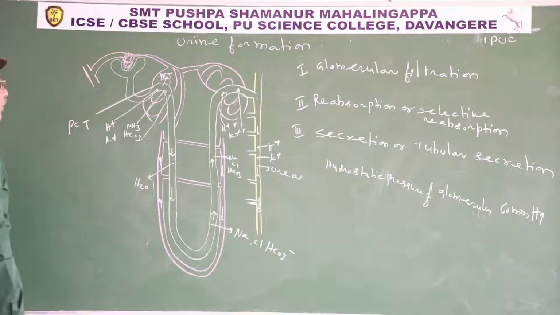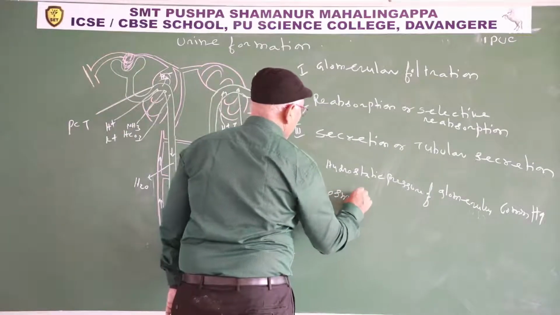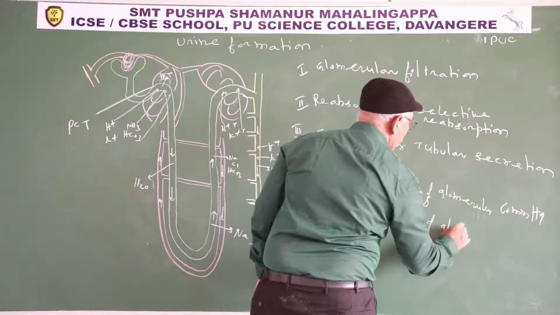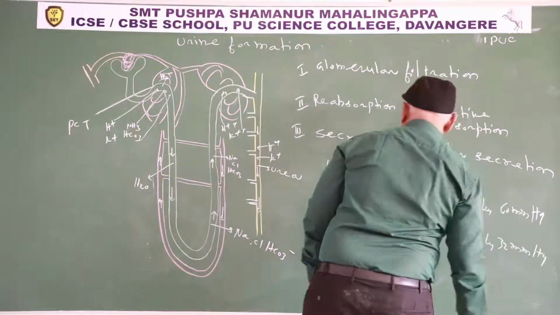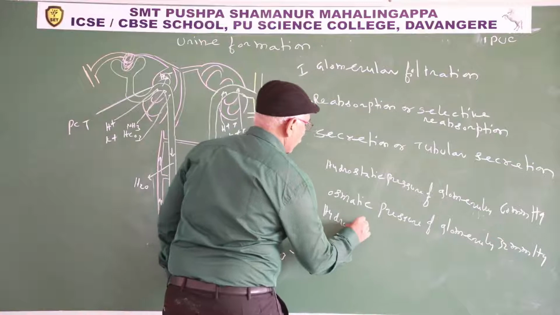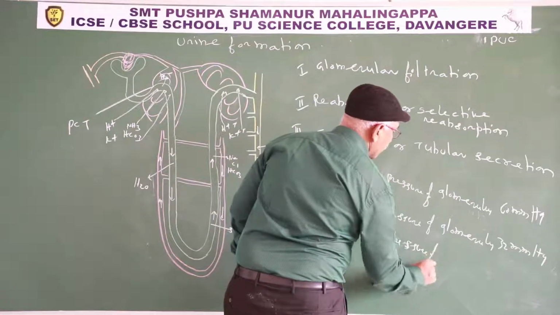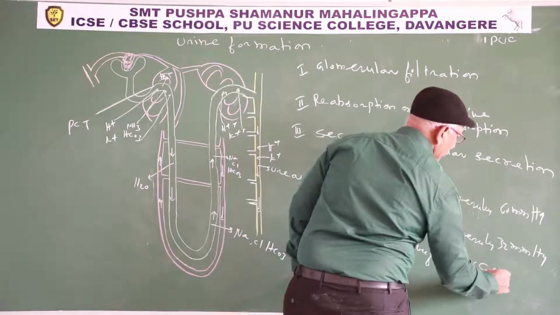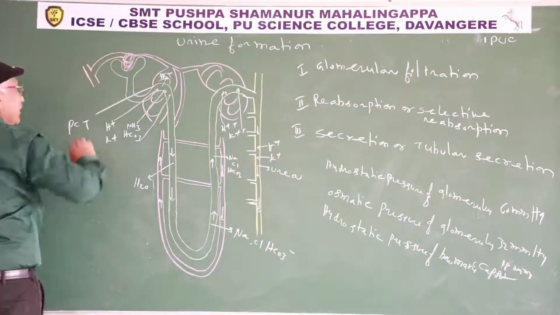This pressure is opposed by 2 pressures. One is the osmotic pressure of glomerulus, which is 32 mmHg, and another one is the hydrostatic pressure of Bowman capsule, which is 18 mmHg.